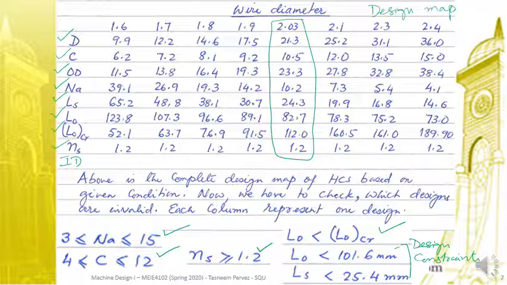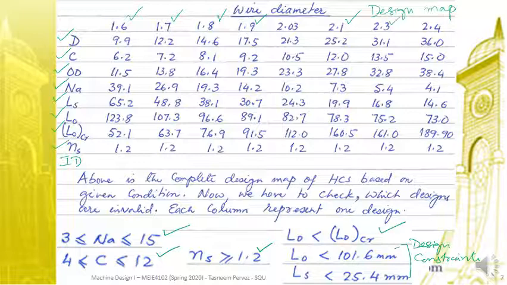So here, I just want to erase this line. I will erase it and go back to the pen. Now I'm going to repeat the whole calculation for 1.6 mm diameter, 1.7, 1.8, 1.9, 2.1, 2.3 and 2.4. This we have done.